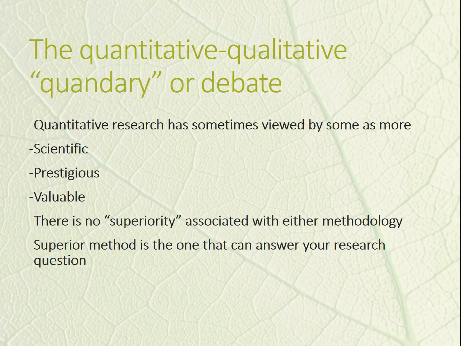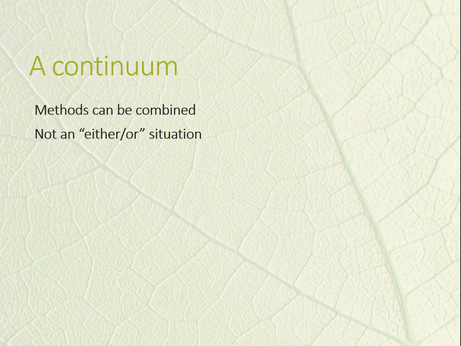There is no superiority associated. Traditionally, quantitative research has sometimes been viewed by some researchers as more scientific, prestigious, and valuable. In fact, there is no superiority associated with either methodology. The superior method is the one that can answer your research question. Both quantitative and qualitative methods can be combined. Sometimes we call it mixed methodology. It is not an either/or situation. That is, both quantitative and qualitative methods will be used in a single study.